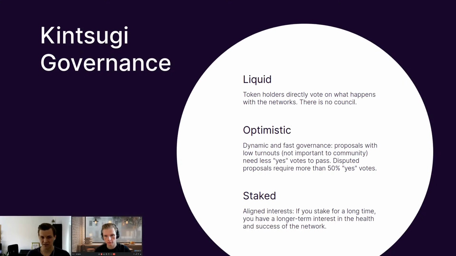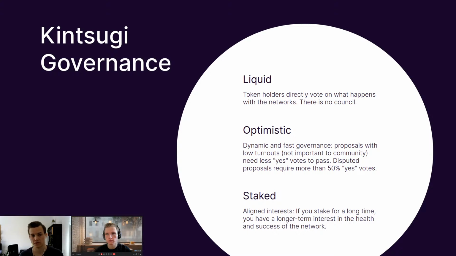Now, before diving into staking, let's take a quick glimpse at Kintsugi Governance, because staking is actually a part of the governance mechanism. Kintsugi Governance is different from Polkadot's. Specifically, it is liquid. This means that token holders directly vote on what happens with the networks. There is no council. It's optimistic. This means that governance is fast and dynamic.